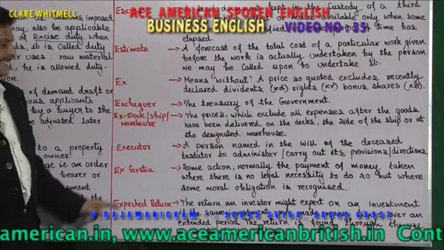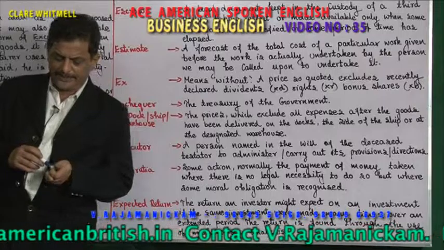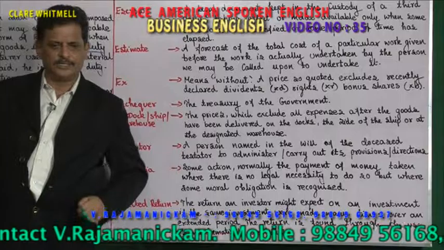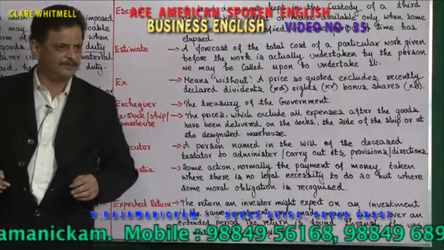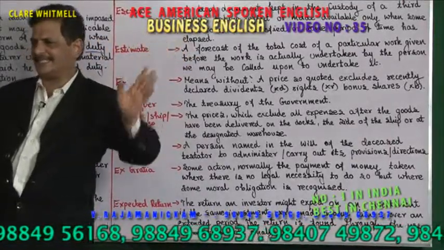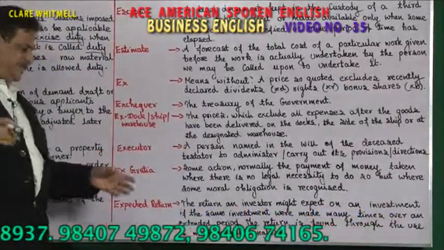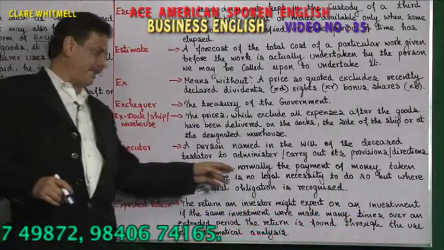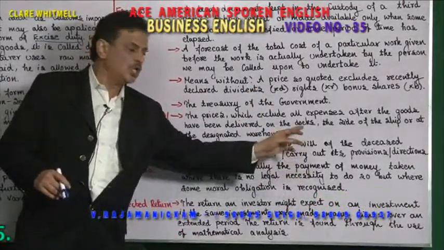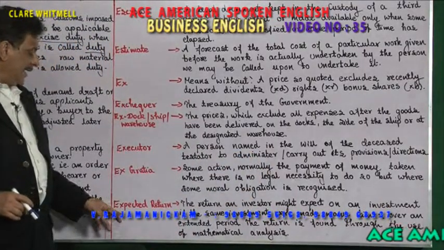Next, coming here, ex gratia. What do you mean by that, ex gratia? Anybody, sir? See, for example, the Chief Minister of Tamil Nadu is there, right? Somebody dies in a road accident. She gives 10 lakhs. It is called ex gratia. No legal bound to give, but she gives. Some action, normally the payment of money, taken where there is no legal necessity to do so, but where some moral obligation is recognized.